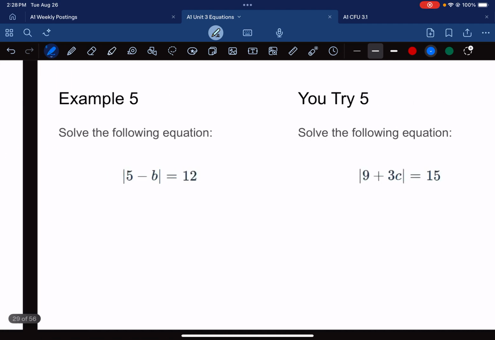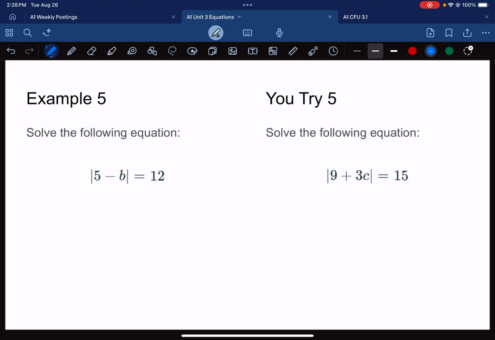All right. So here's some examples. First thing is to isolate the absolute value. There can't be anything on the outside of the absolute value on this side of the equation. And that step is done for us. So we have the absolute value of 5 minus b equals 12. Well, there are two numbers that have a distance of 12 from 0. They are 12 and -12. So 5 minus b has to equal 12, or 5 minus b has to equal -12.